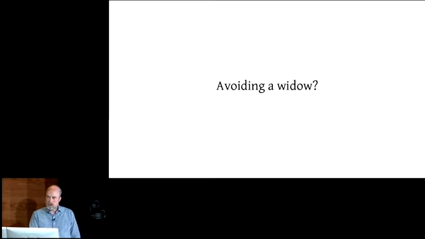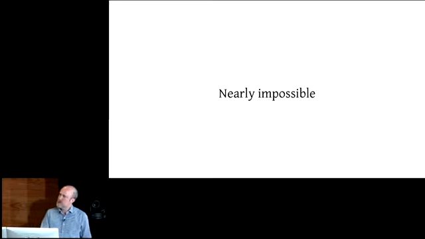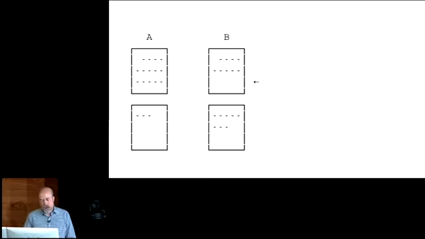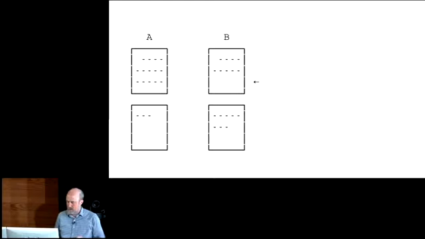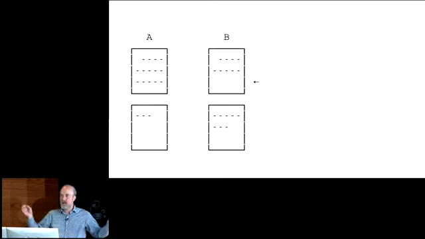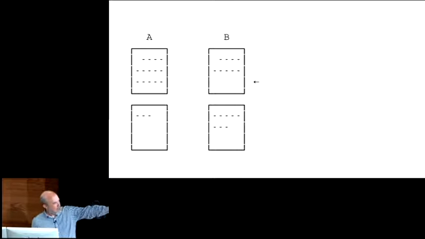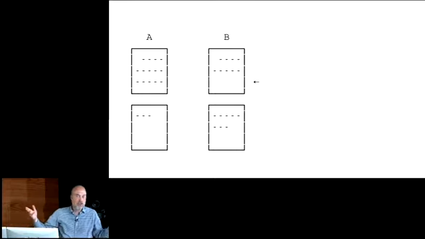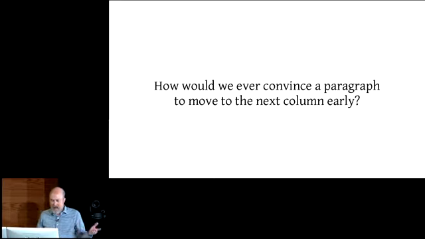What about avoiding a widow? I tried to sketch out a solution and found it is nearly impossible. Why? Because a widow is created when the very last line of the paragraph falls onto a separate page. This means I have to lay out the paragraph all over again, and the next to last line, even though there's room for it in the column, needs to decide to move to the next page. How am I going, in the middle of the paragraph making decisions, to convince it to not use the page like it's supposed to and move to the next column? How would we ever convince a paragraph to move to the next column early?